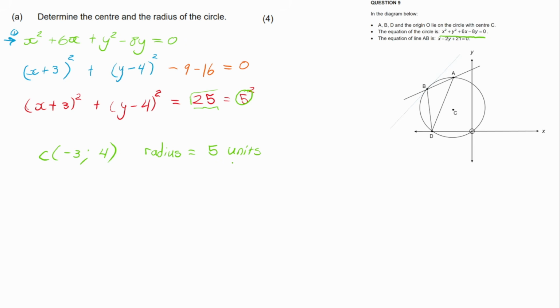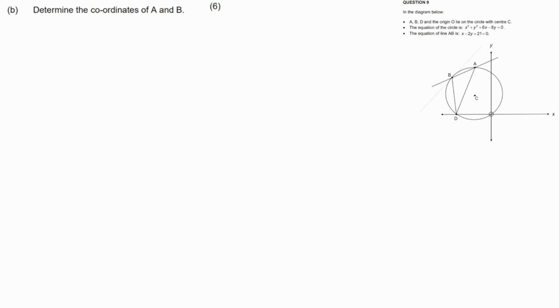I hope that, if you were struggling with completing the square, this was a bit enlightening for you and it helped a bit.